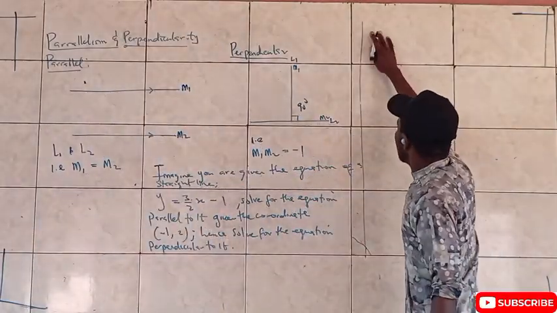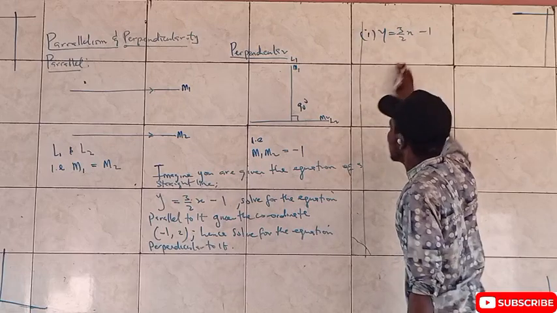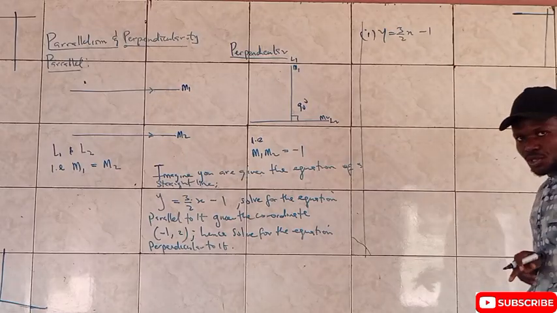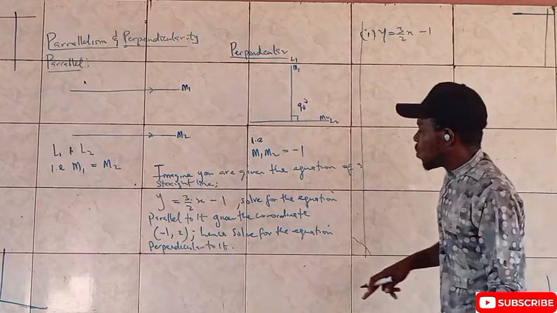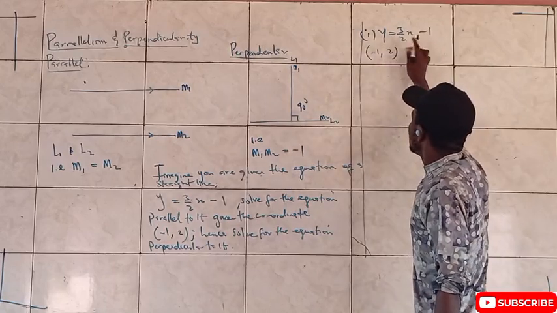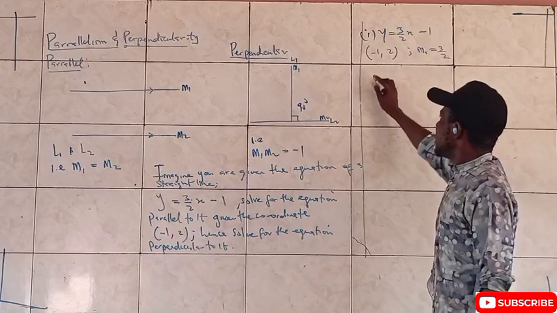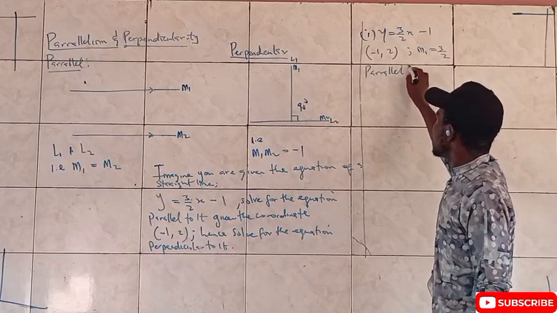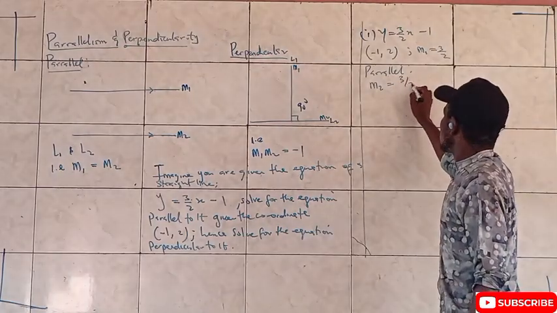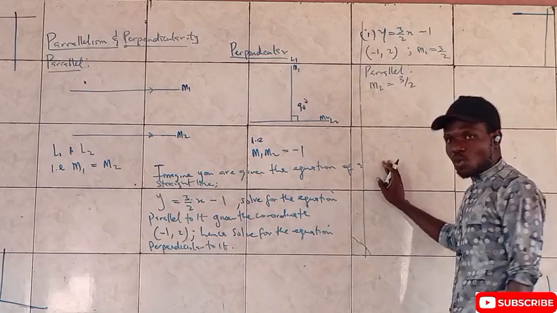Now look at this. We are given an equation of a straight line, say y equals 3 over 2x minus 1. We are asked to solve for an equation of a straight line that is parallel to this, but it has a coordinate of minus 1 and 2. But the slope of this guy, m1, is what? It is 3 over 2. If it is parallel to this line, it means that my m2 is also what? Equal to it. Yes, 3 over 2, because two lines are parallel when their slopes are equal.